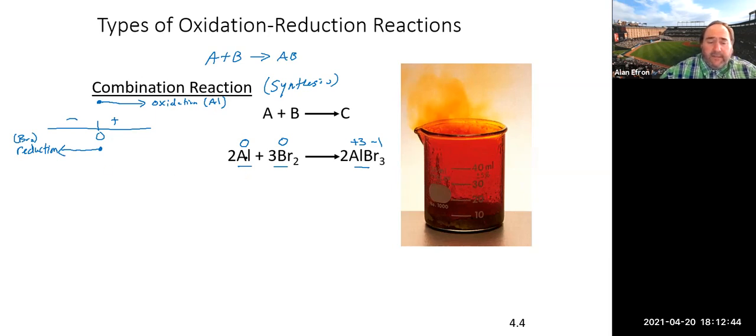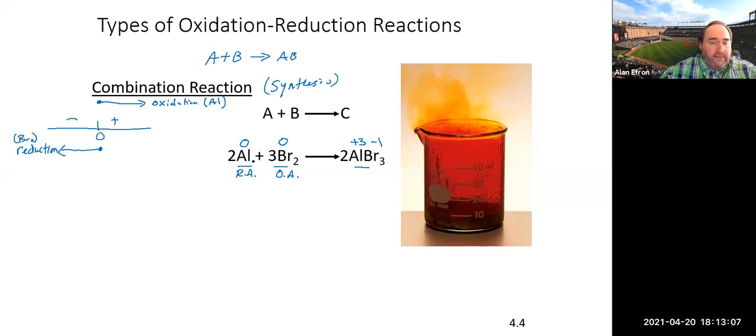In this case, the aluminum, which is going through oxidation, would be our reducing agent. The bromine that is going through reduction would be our oxidizing agent. Again, reducing agent, oxidizing agent found on the reactant side. Question on any of that there?